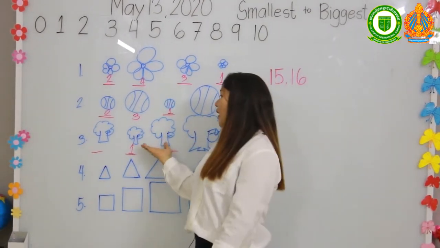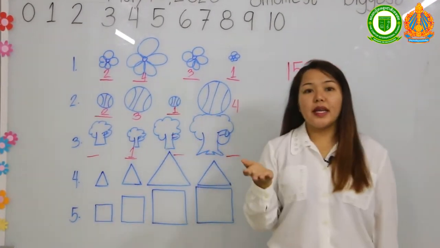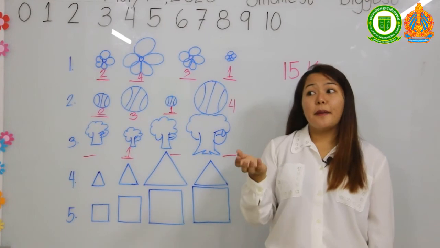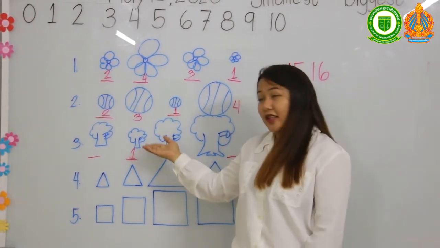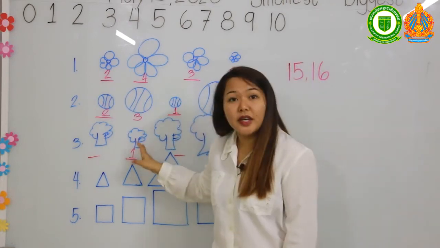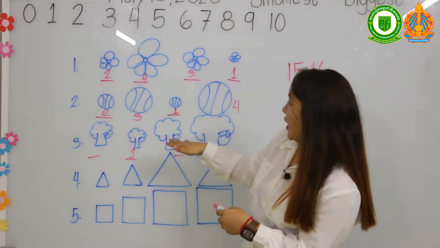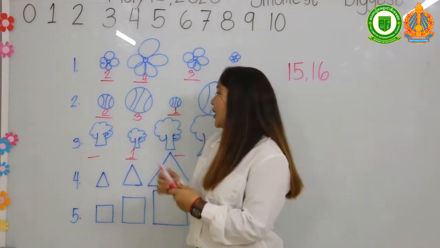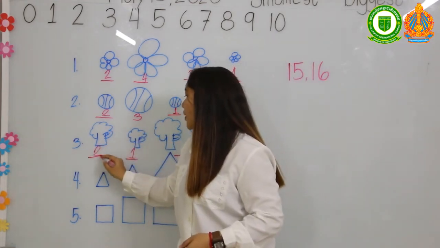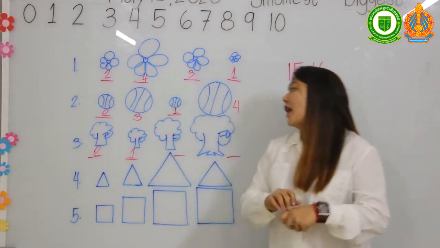Alright, so from here, you have to check which one is the next, which is bigger than this. So this is the smallest. Now let's find out which one is bigger than the smallest. So we have, okay, this one, right? So let's write number 2. That's your next bigger than the smallest one.